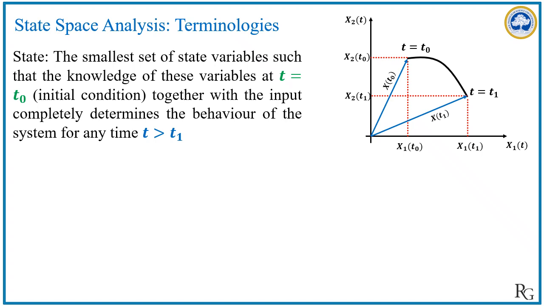Next, let's define the term state. The state of the system refers to the smallest set of state variables such that if we know the values of these variables at some initial time, let's say time t equal to 0, along with the input of the system, we can completely determine the future behavior of the system at any time instant greater than t0. This means the state captures all the essential information about the system's past that is needed to predict the future evolution. In short, if we know the states at time t equal to 0 and the input, the system's entire response can be determined.